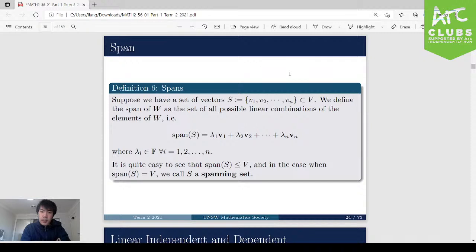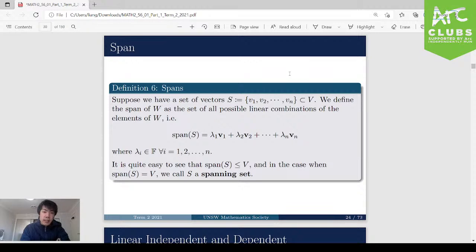It doesn't matter. But you take all these scalars and times it by, for example, lambda 1 times V1 plus lambda 2 times V2, all the way to lambda n times Vn for any one of these lambdas, and you get the entire span of S, right? So it's basically all possible linear combinations of these vectors V1 to Vn.